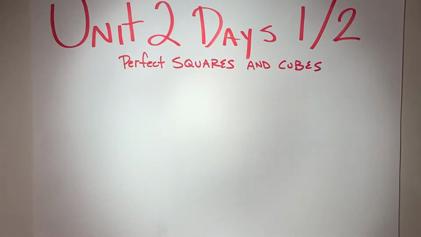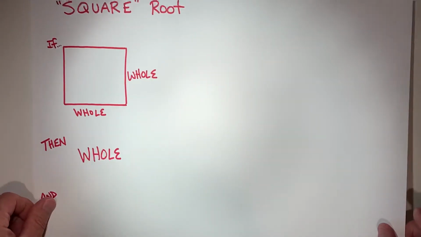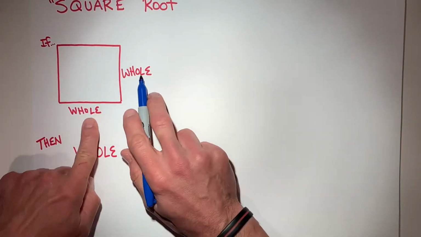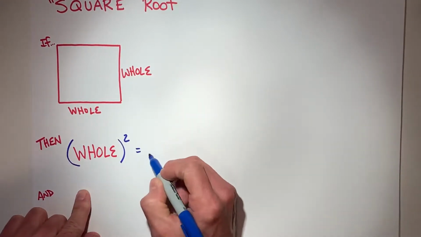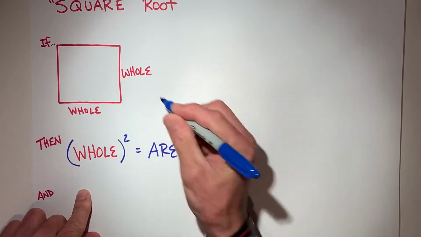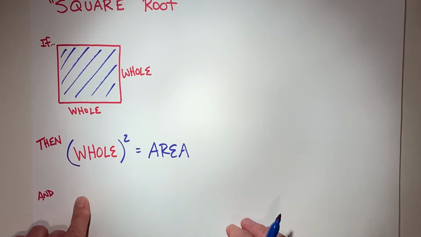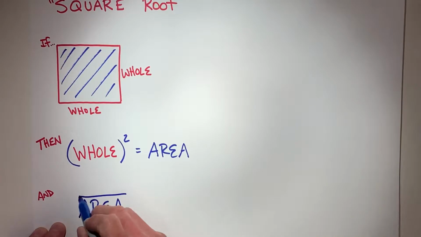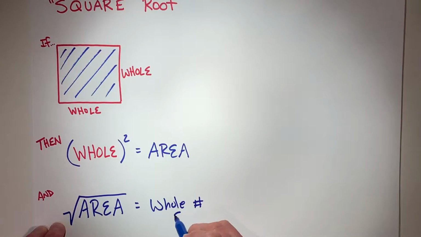If we have ourselves a representation of a square, all right, so we have it here. Let's cover it up. So if we have a square and both sides are whole numbers, then if we take the whole number squared, we get the area of the shape. And as a reminder, the area of the shape is what this square covers. We also have another understanding. If we take the area of a square and square root it, we get the whole number side length. Now, let's clarify what that means.